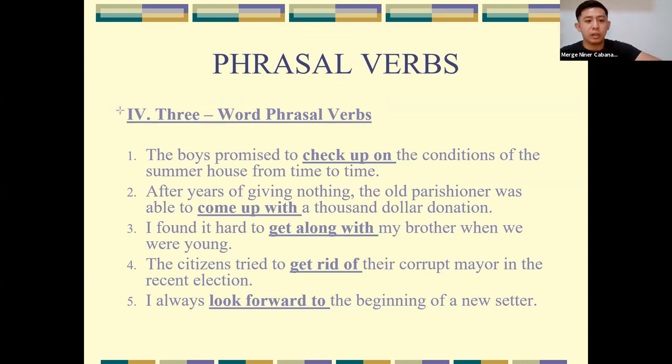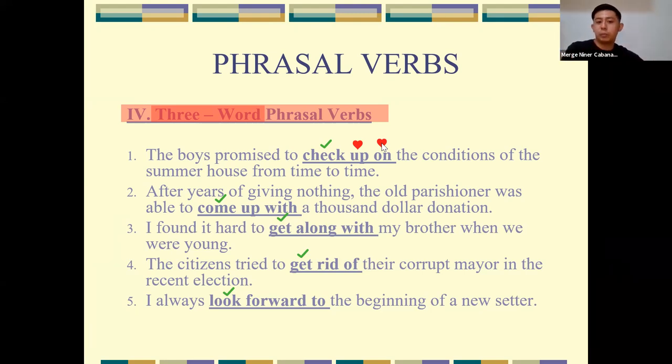You have the three word phrasal verbs. And three word phrasal verbs, as the name implies, contain a minimum of three words, but they can go as much as four, okay? Take a look at this. We're going to identify where the verb is. So you have check, you have come, get, and then look. And then we're going to use the heart-shaped sticker. Up is your preposition, on is your preposition. That makes it a three-word phrasal verb, one main verb, two prepositions.